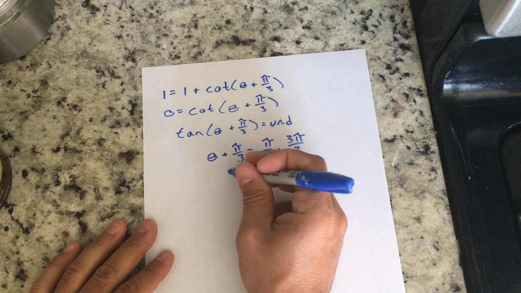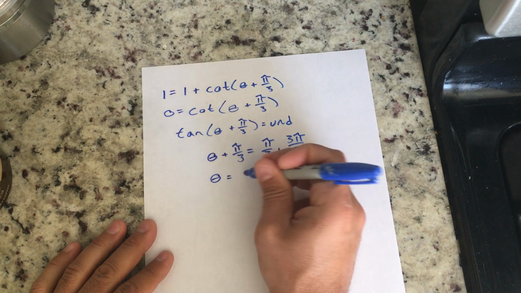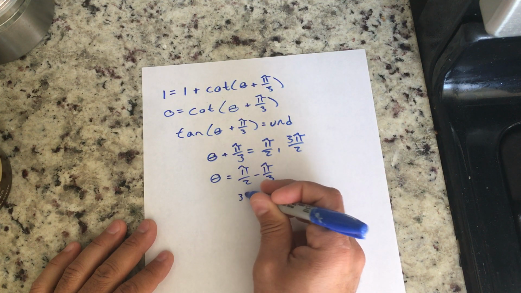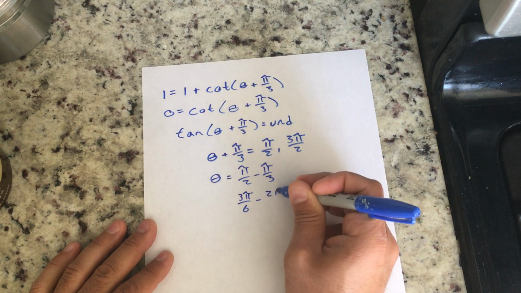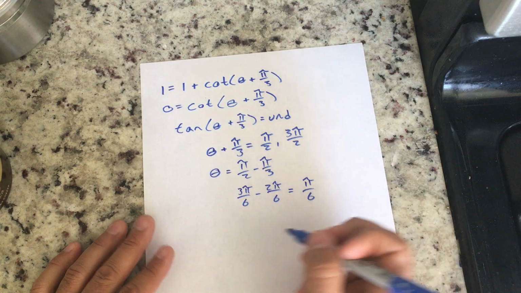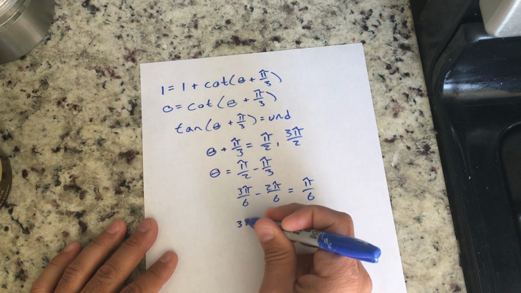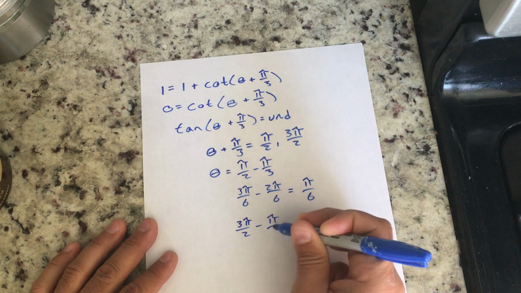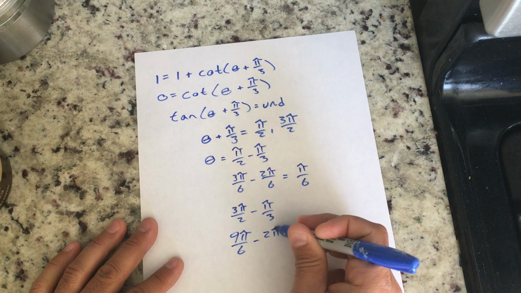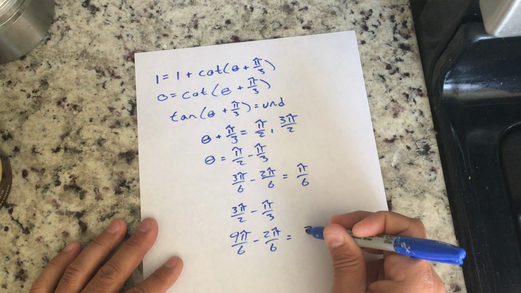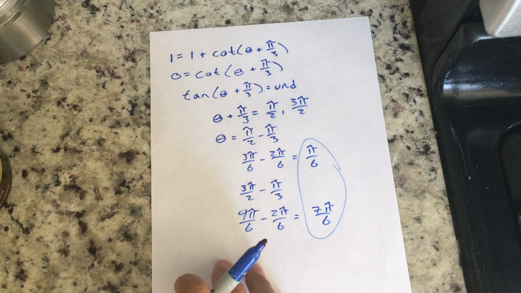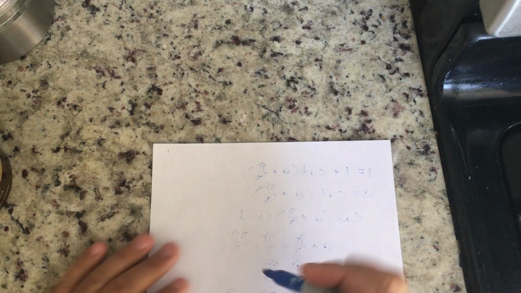So I'm going to subtract that, subtract the pi over 3. Get a common denominator. So this is going to be 3 pi over 6 and this is going to be 2 pi over 6, equals pi over 6. Do the same thing here. So 3 pi over 2 minus pi over 3 is going to be 9 pi over 6 minus 2 pi over 6, 7 pi over 6. So those are my two answers. That was 32. So 33.